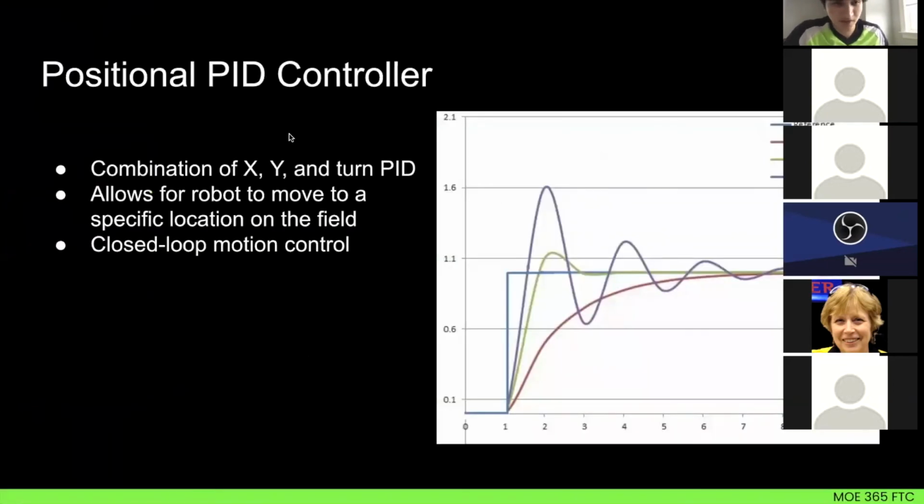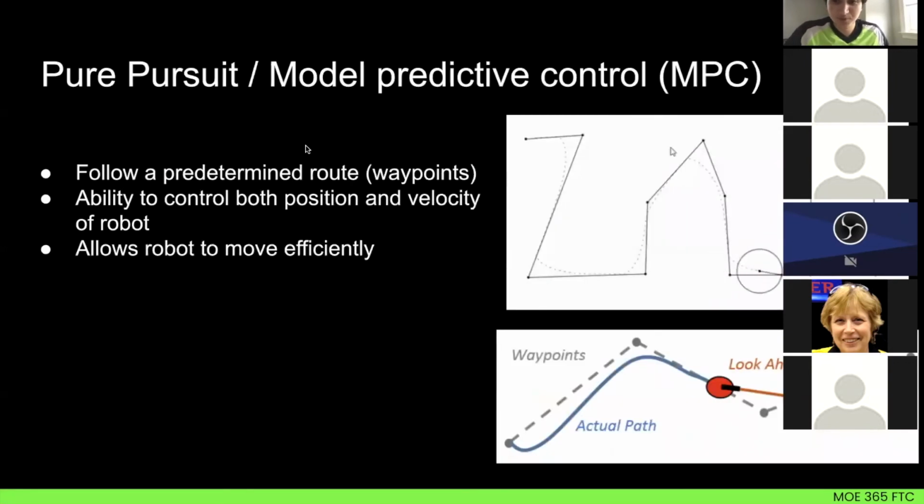To briefly go over them, we have positional PID controller, which uses a combination of X, Y, and turn PIDs to let the robot move to a specific location on the field. You have pure pursuit, which lets a robot follow a predetermined route. So you set certain waypoints on the field. Those are these black points you can see here. And the robot figures out automatically how to get there. And it uses the data from your odometry to calculate whether it's reached the destination or not. So if the robot gets pushed off the path by another robot or it hits an obstacle, it can actually figure out how to get back on the path on its own.